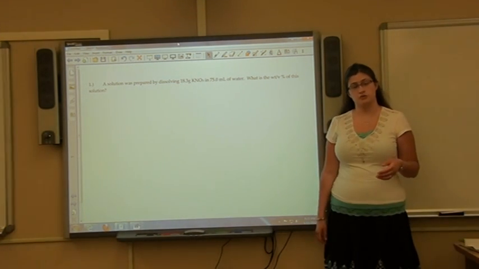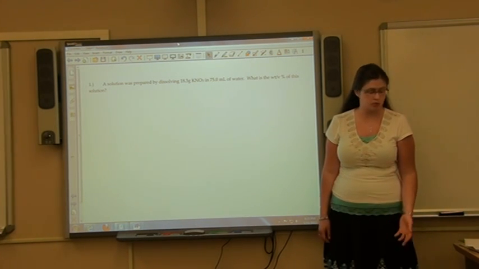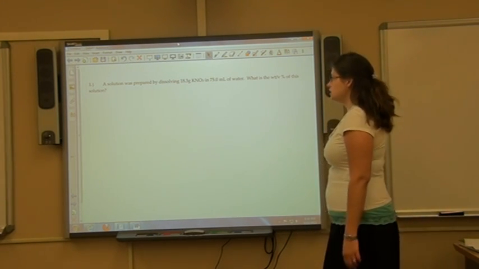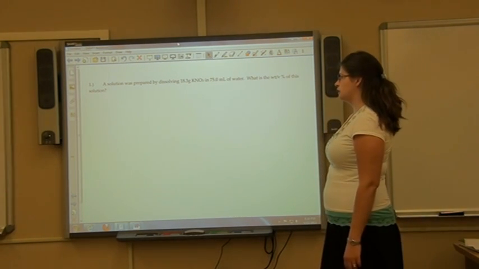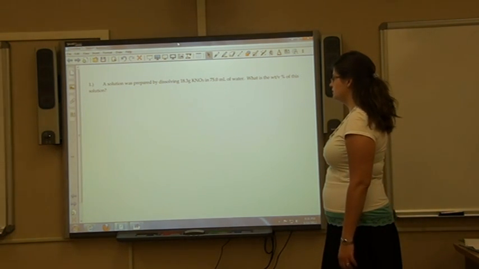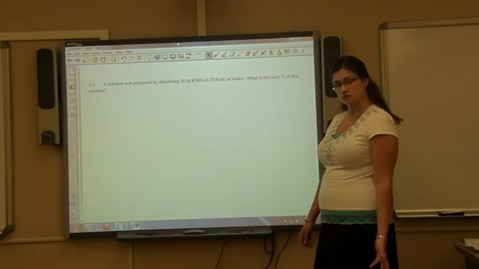So after our algebra review, we're ready to take a look at one of the example problems from your homework. Okay, so let's look at number 1. The question says, a solution was prepared by dissolving 18.3 grams of KNO3 in 75.0 milliliters of water. What is the weight per volume percent of this solution?